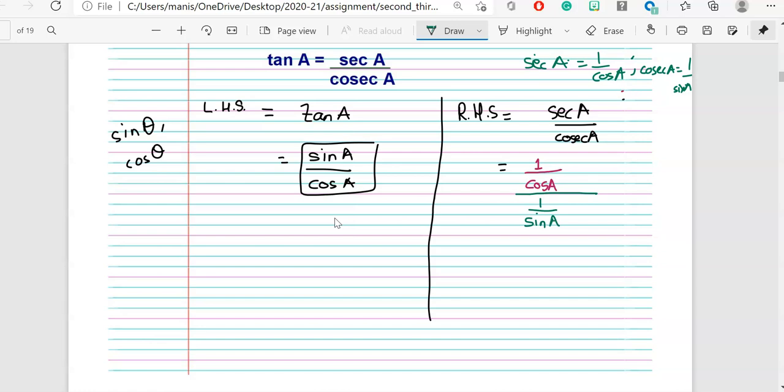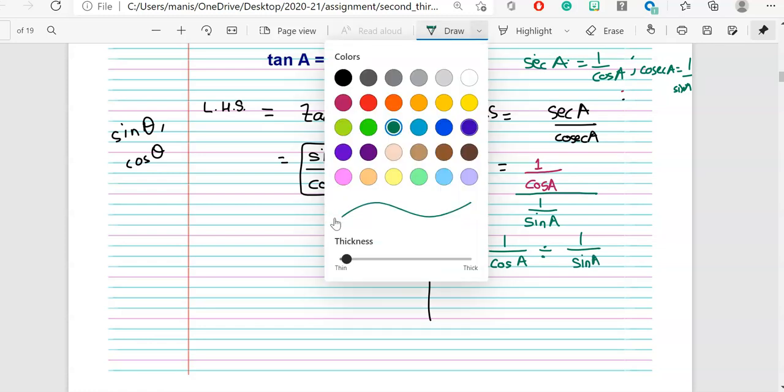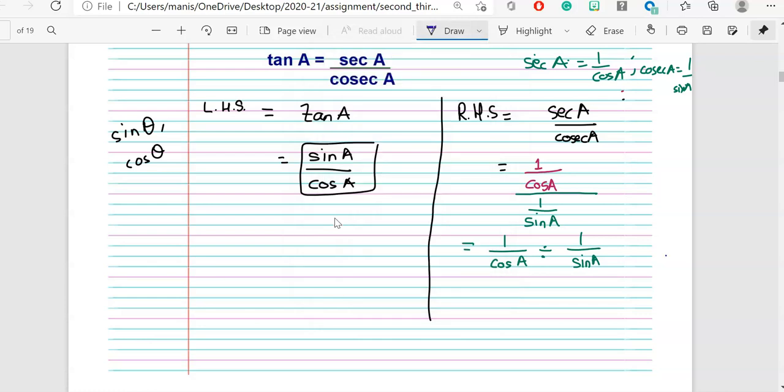Now ask this question from yourself. Do you think both the sides match? No, they do not match. Now the next step will be this: 1 over cosine of A, and put the division sign over here, and it is 1 over sine A. Why? Because this is a division sign. Now you have learned in your middle school how to divide two fractions. So you will change this to a multiplication sign and write the reciprocal of the term over here.